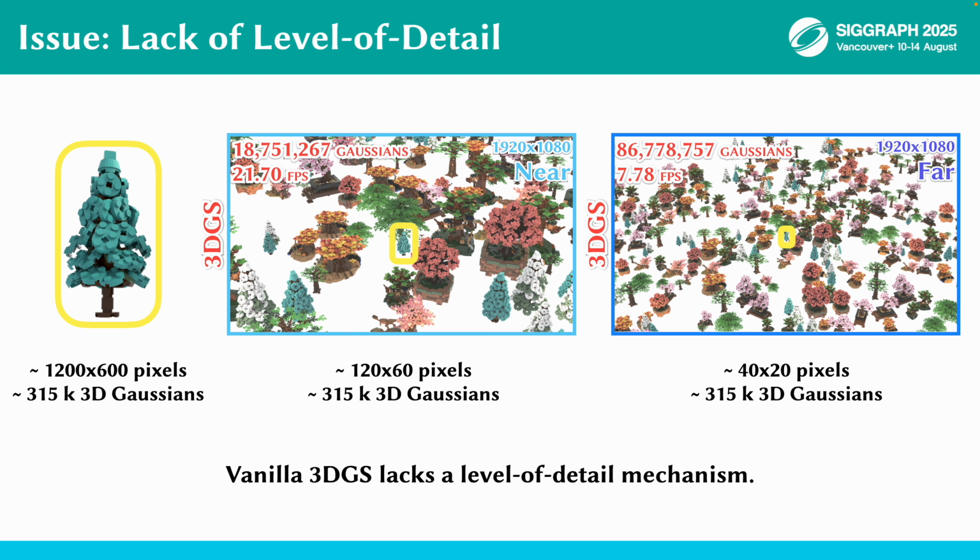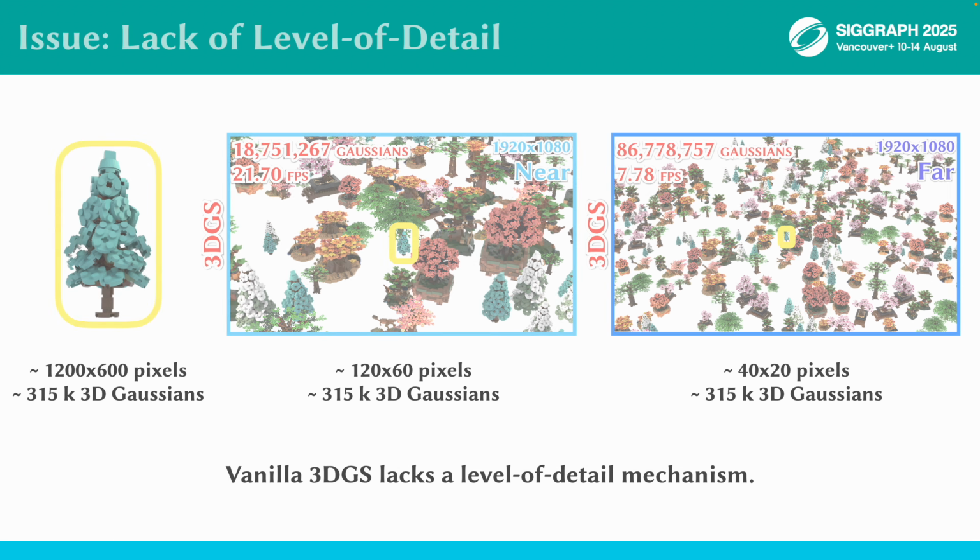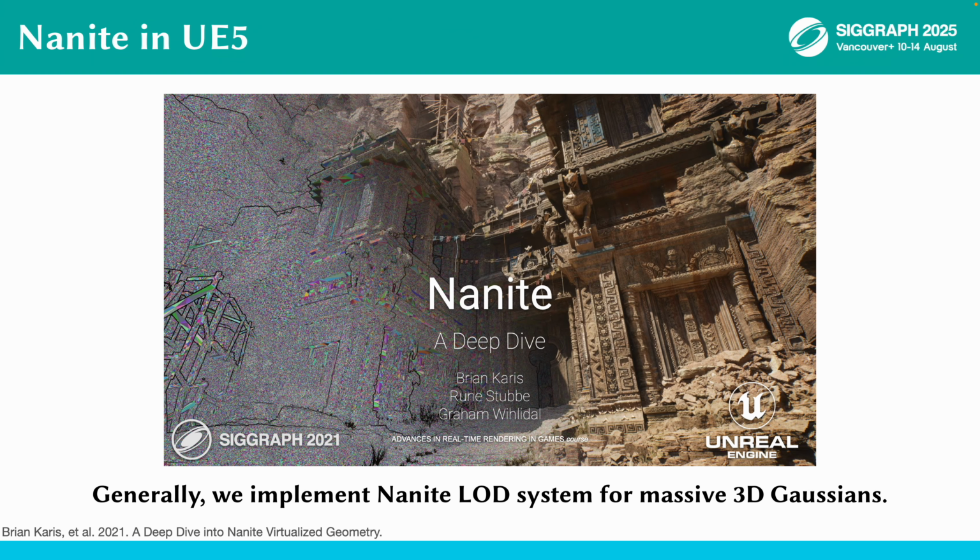We observe that the main issue is that the rendering process of 3D Gaussians lacks a level of detail mechanism. It is unreasonable to rasterize 300,000 3D Gaussians at both high and low resolutions. We tend to adopt level of detail for 3D Gaussians. We found that Nanite virtualized geometry in Unreal Engine 5 solved the same problem. Nanite is the LOD system for detailed static meshes, rendering pixel scale detail and high object counts.